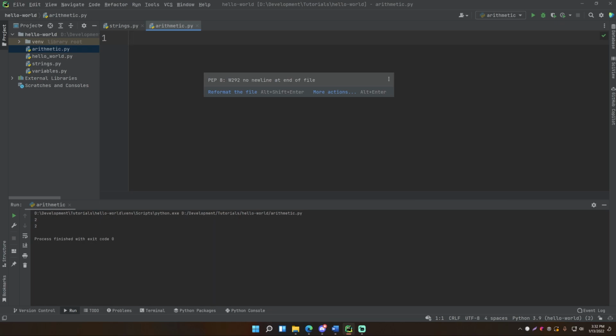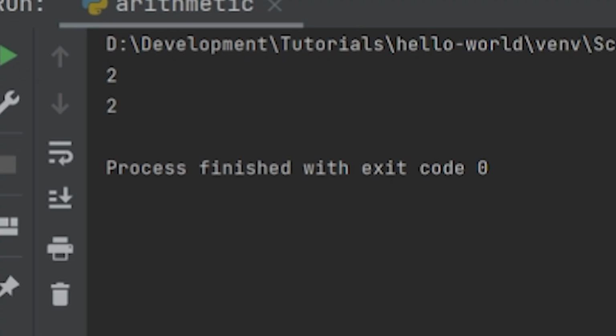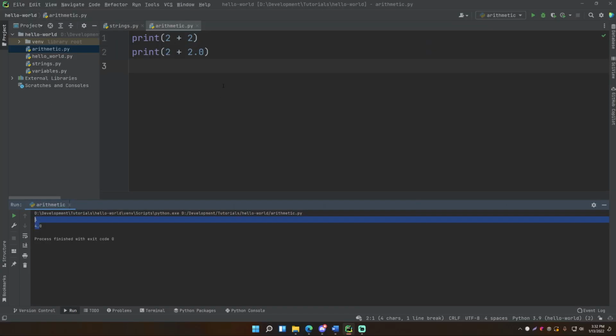So let's say that we want to do print 2 plus 2 and then print 2 plus 2.0. In this case, these are both integers, and then this one's an integer and this one's a float, right? Because it has a decimal. So the result of this one will be 4 and this one will be 4.0. All right, run this and boom, that's correct. So like I said, if at least one of the operands, or the thing actually involved in the calculation, is a float, then the result of the calculation will be a float, all right?